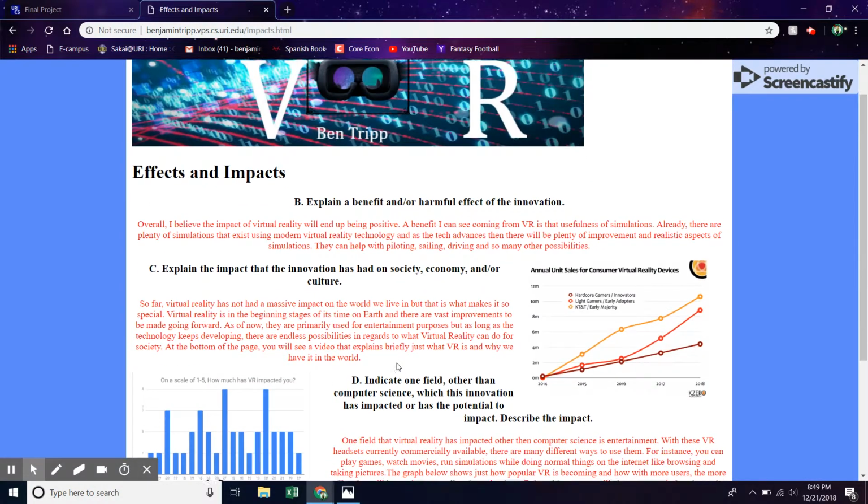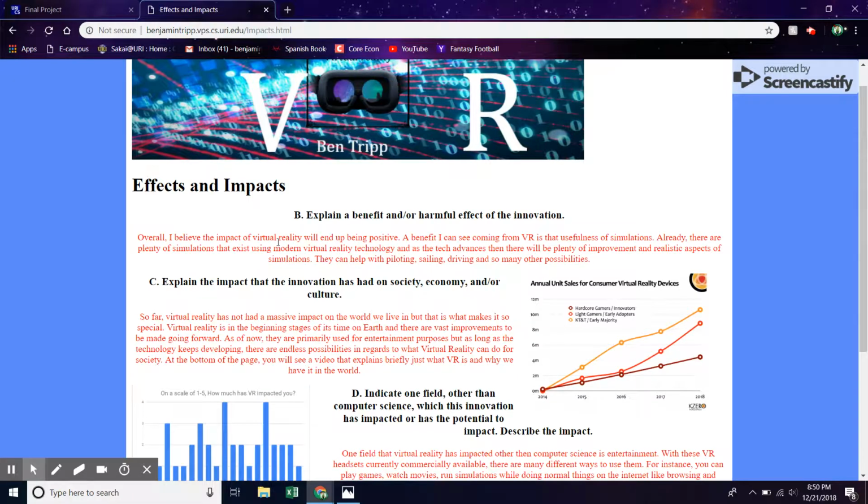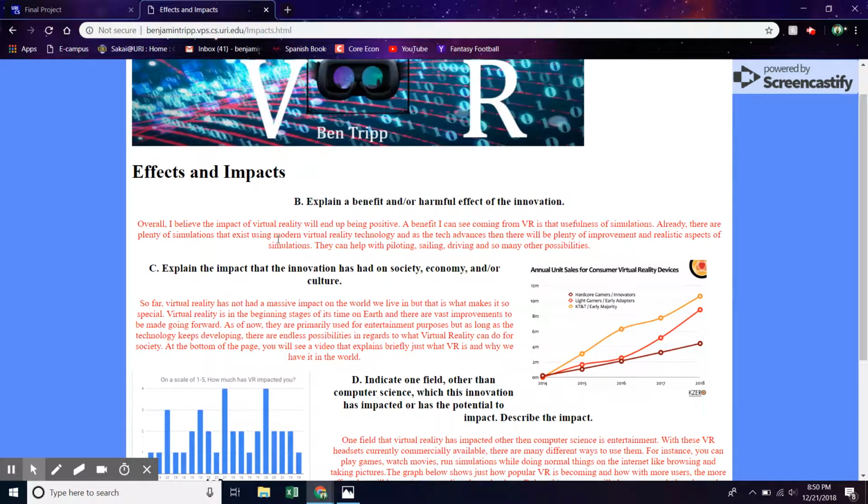For my second page, which is my effects and impacts page, I have my second prompt, which says explain a benefit and or harmful effect of the innovation. So again, I talked about the usefulness of potential simulations and current simulations that are on virtual reality headsets. As the technology develops, I believe that there will be a lot more realistic simulations that will actually help people learn piloting, sailing, driving, and many other things that can be simulated.